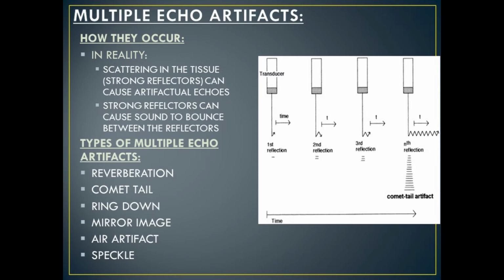In reality, scattering in the tissue from strong reflectors can cause artifactual echoes. The strong reflectors can cause sound to bounce between the reflectors, and this is how we get multiple echo artifacts in ultrasound. Types of multiple echo artifacts are reverberation, comet tail, ring down, mirror image, air artifact, and speckle.